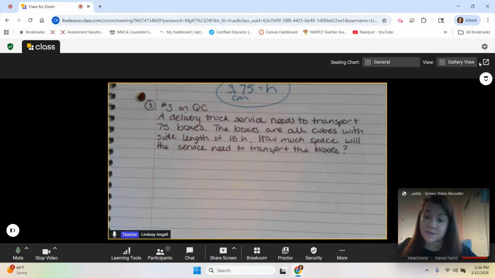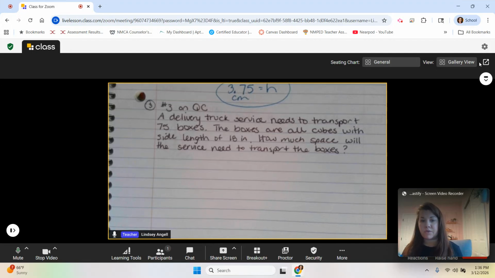Number 3 is also number 3 on your quick check. Excuse me. A delivery truck service needs to transport 75 boxes. The boxes are all cubes with side length of 18 inches. How much space will the service need to transport the boxes?